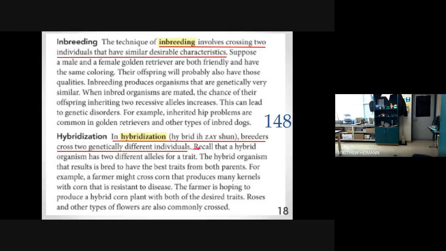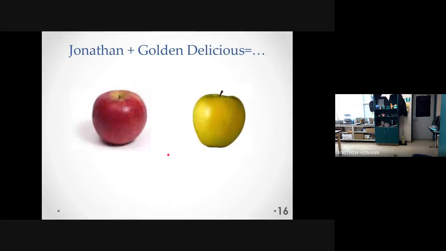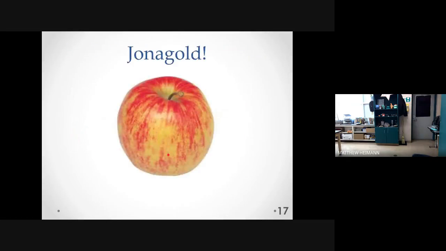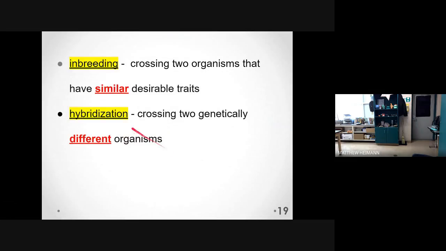Hybridization. In hybridization, breeders cross two genetically different individuals. That would be like the Jonagold. All right, so inbreeding is crossing two organisms that have similar desirable traits. Hybridization is crossing two genetically different organisms.